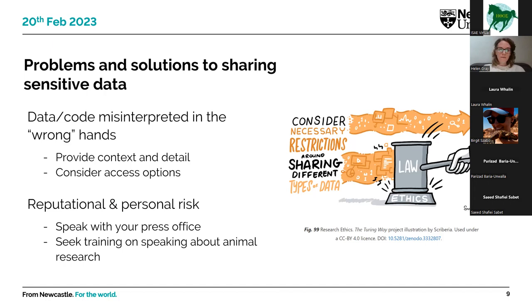With the types of data that we collect in animal welfare science, there also comes reputational and personal risk. For those working in universities, if you think that the results that you get or the data or code that you produce may cause reputational risk to the university, then that's really what the press office is there for. And you can speak to them about how best to be open about your work. I'd say for ECRs, it's really difficult to speak about animal research and animal welfare research if the data that we're collecting are sensitive, and that poses some personal risks to us. There are lots of different organisations from which you can seek training on speaking about animal research. Really here it's about balancing openness with personal risk.